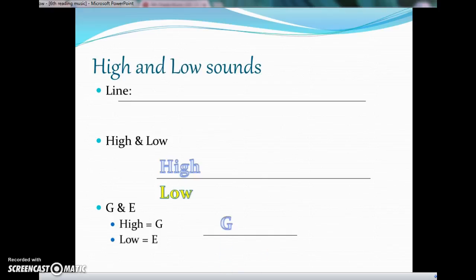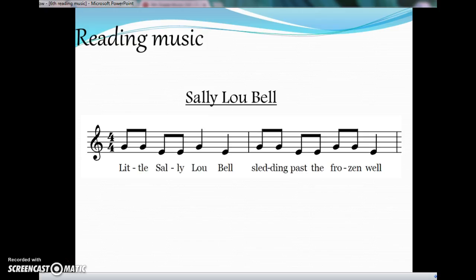So those high and low sounds are high, which is G. We are giving it a name. Instead of just saying it's a high sound, its name is G. And then those low sounds that we have are now called E. So instead of calling them high and low, they're now called G and E.